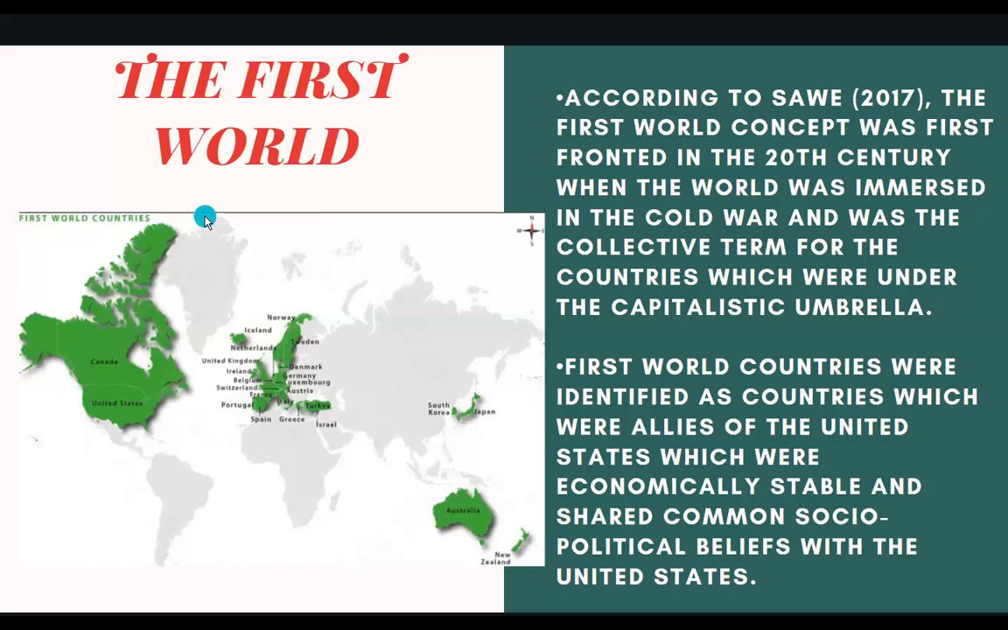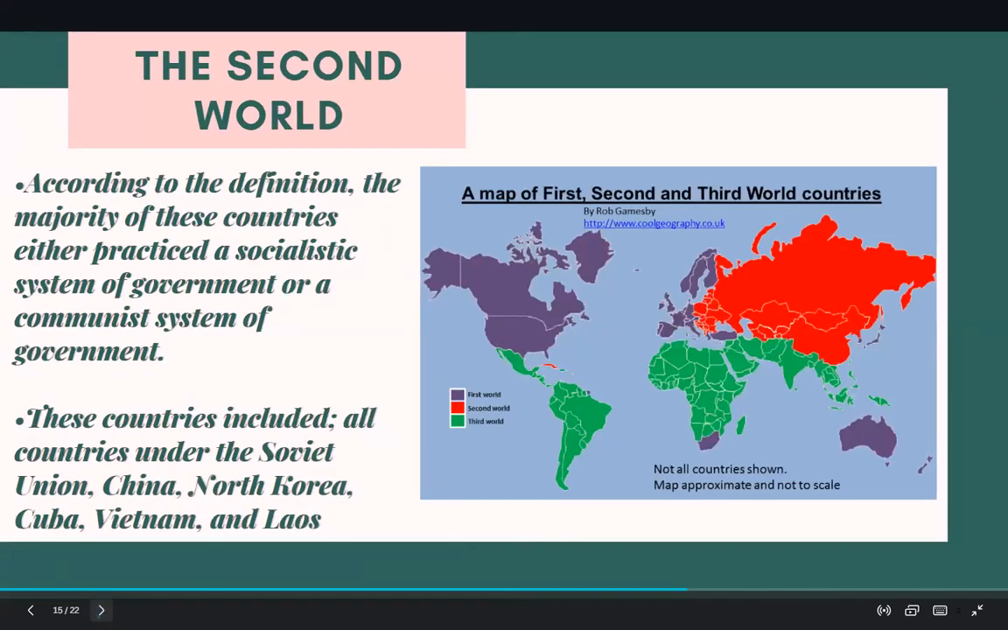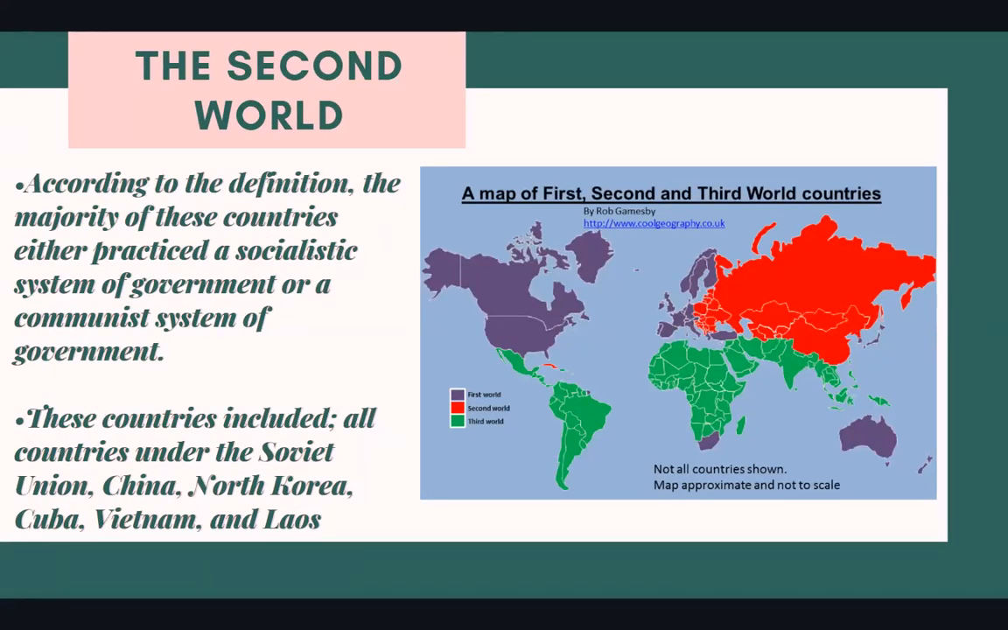And on this map, the majority of those countries who belong to the first world are capitalistic, or they have the capitalistic form of economy. Now, the second world, according to the definition, the majority of these countries either practice a socialistic system of government or a communist system of government. These countries included all countries under the Soviet Union or Russia, China, North Korea, Cuba, Vietnam, and Laos.